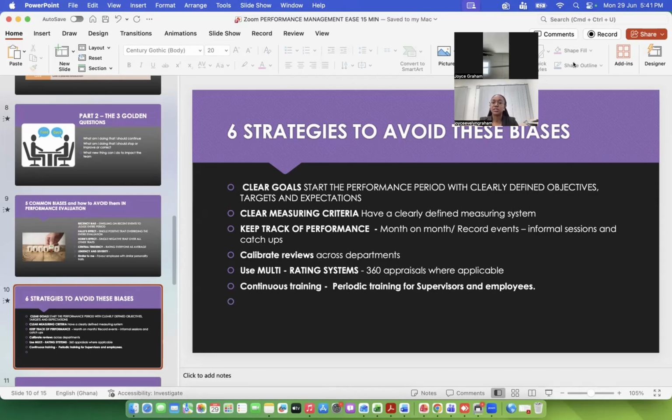Then the multi-rating system, of course, different people giving feedback, so that it's not one person whose rating is standing out, but everyone else is feeding into it. And then we have a more holistic assessment.